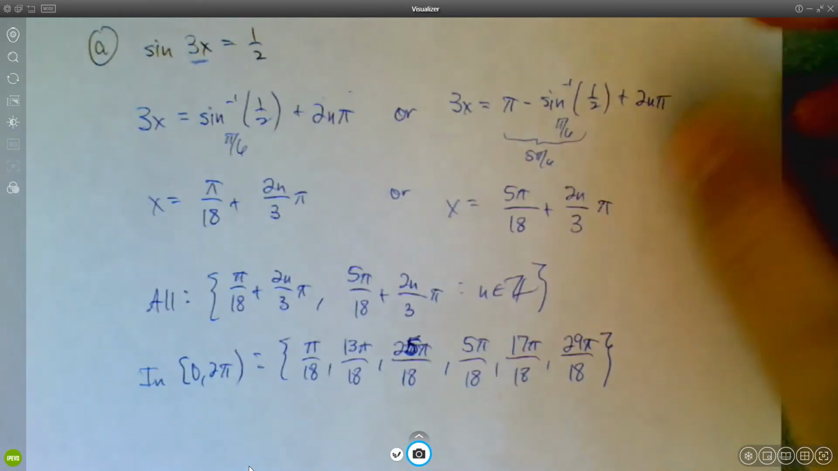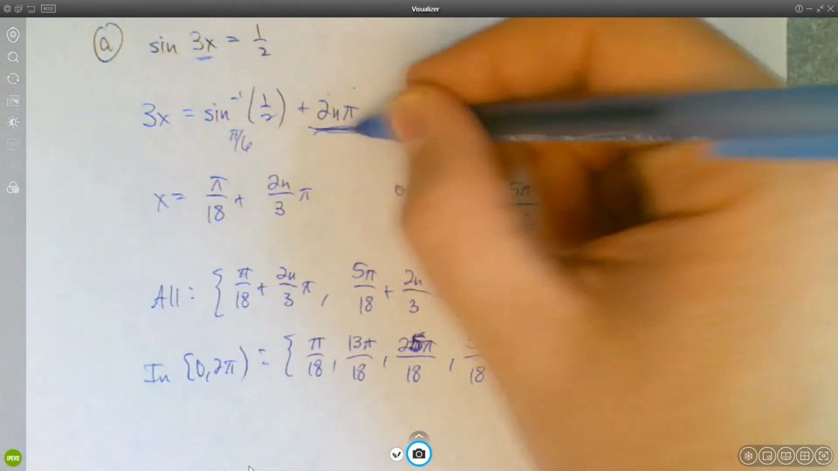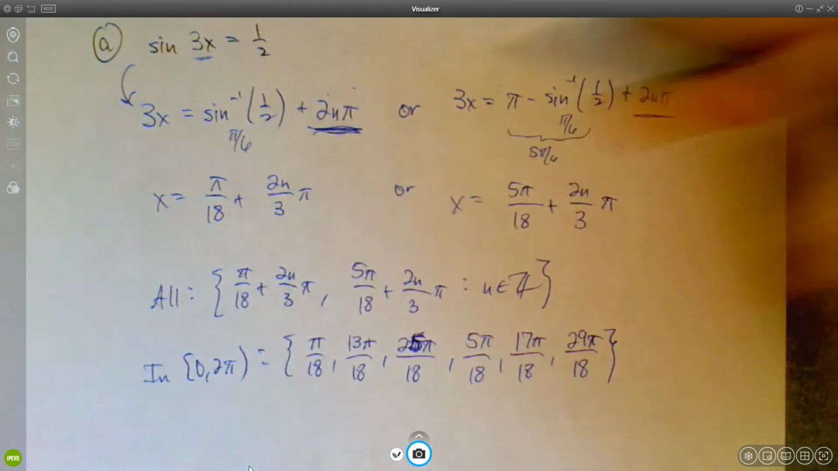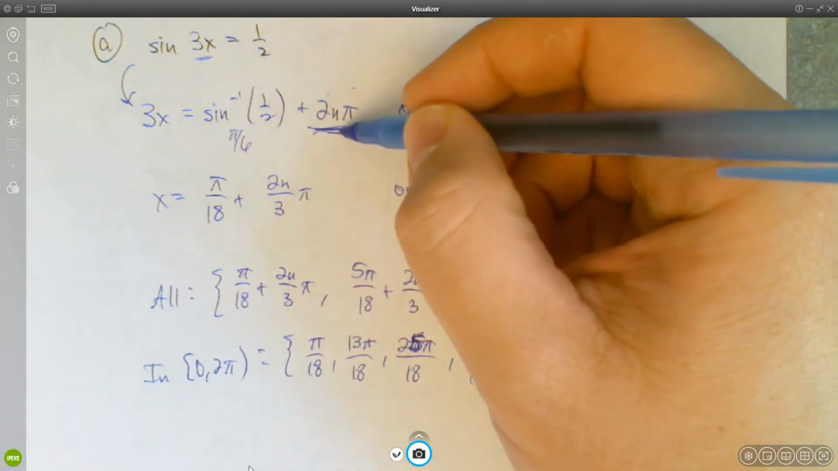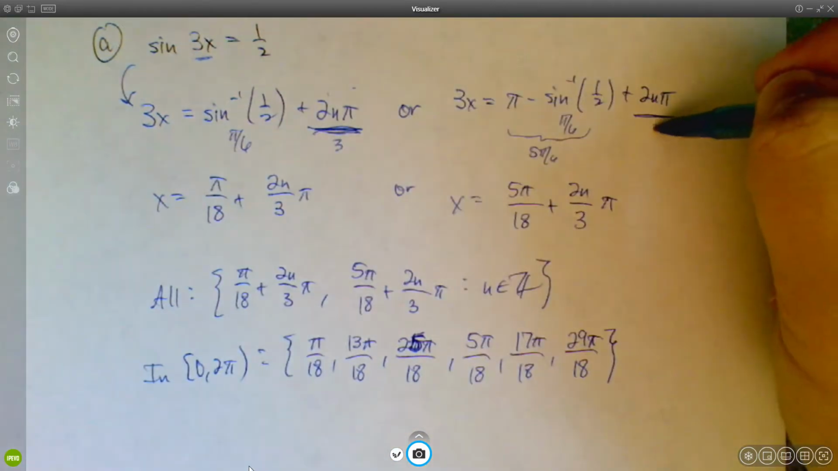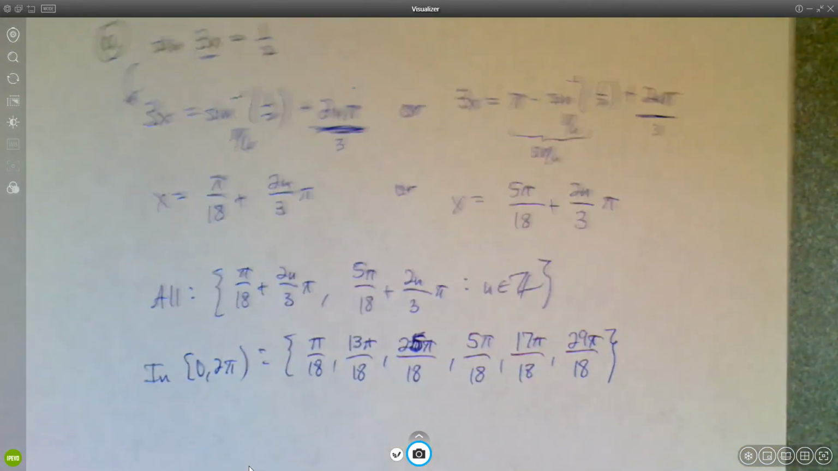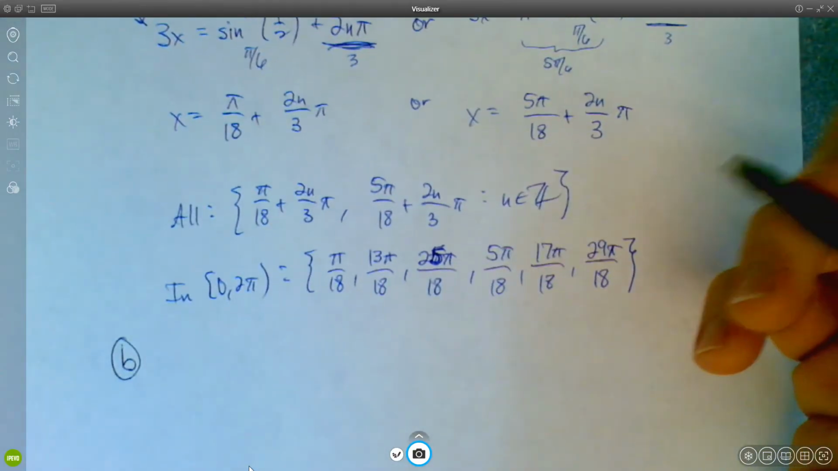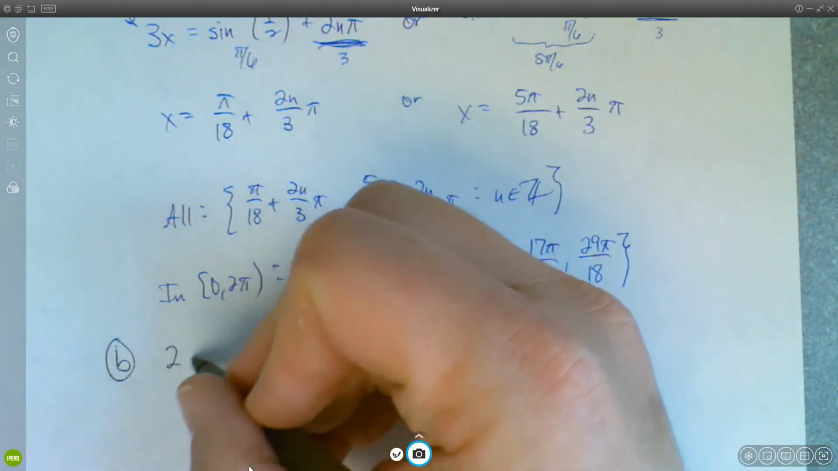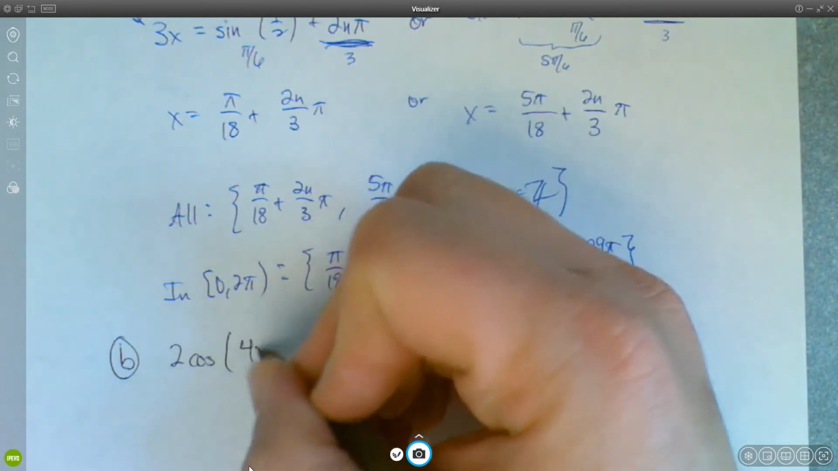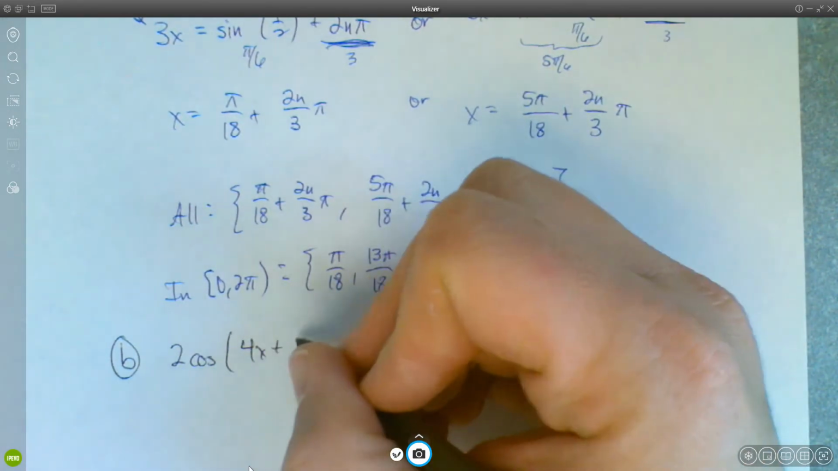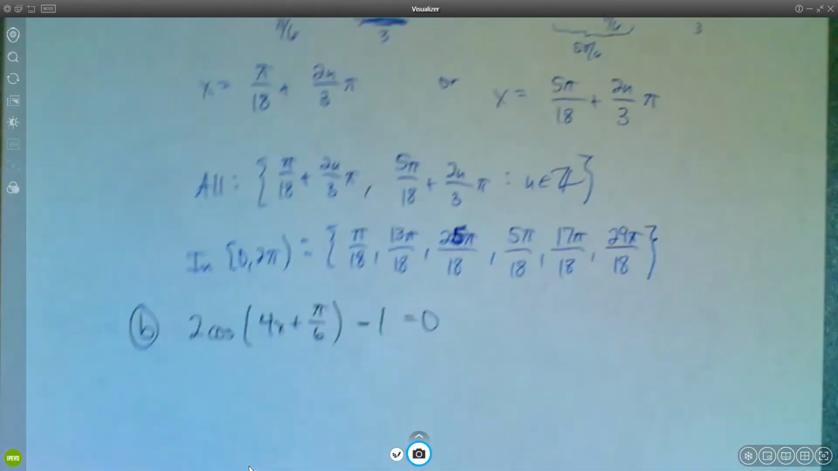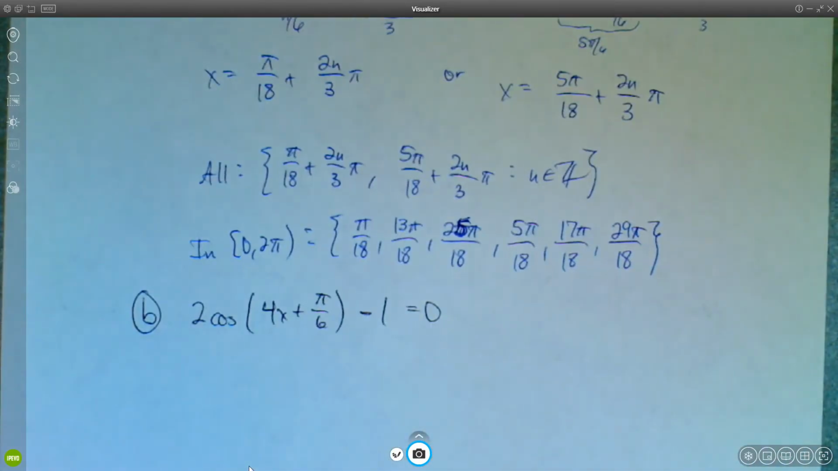Okay, the big key is that you have to have the plus 2n pi on the first step. You have to have that there, so that when you divide by 3, you're dividing this by 3 as well. Okay, so let me give you another example and see if you can apply that to the cosine case. So I'm going to give you 2 cosine of 4x plus pi over 6 minus 1 equals 0. Okay, go ahead and give that a try.